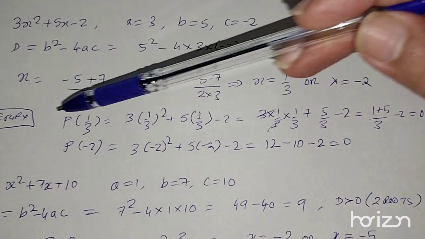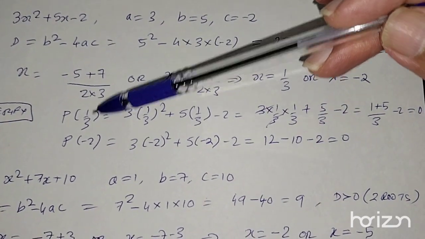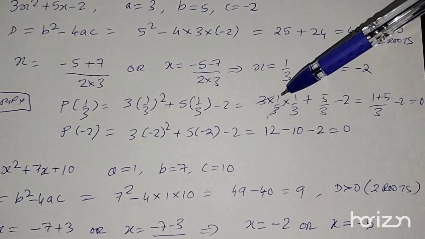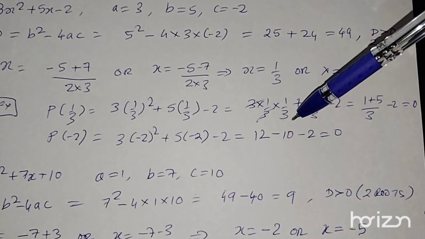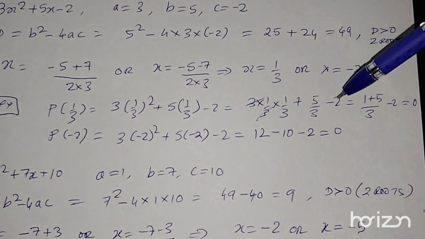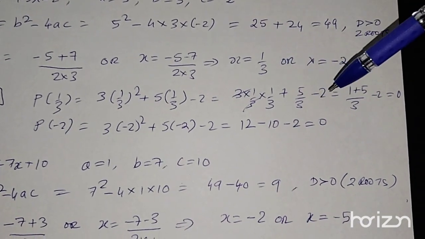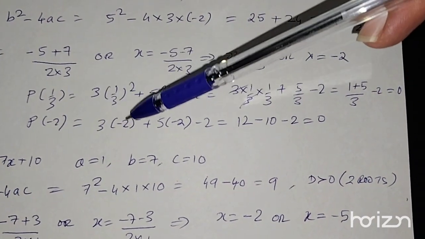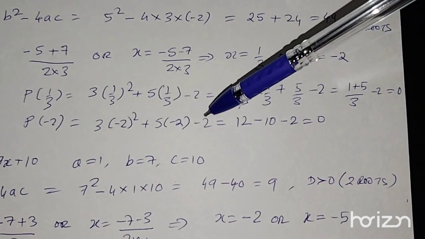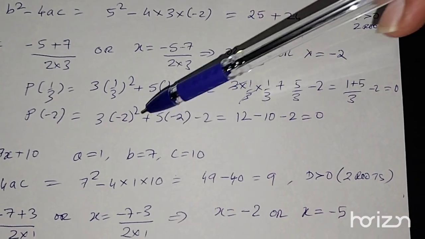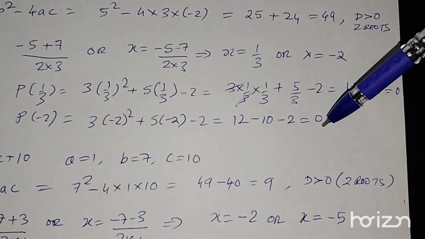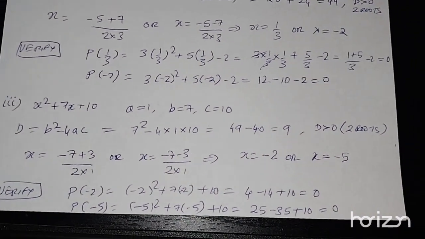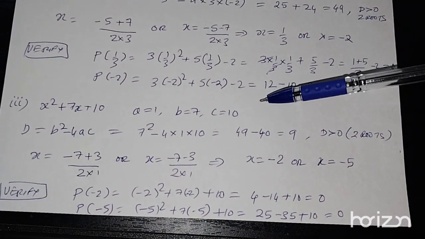Okay, so to verify, again we take p of 1 by 3, that is 3 into 1 by 3 whole squared plus 5 into 1 by 3 minus 2. So 3 into 1 by 3 into 1 by 3, 3 cancels, 1 by 3 remains, here 5 by 3 remains, right? This and this 6 by 3, you'll get 2, 2 minus 2, you'll get 0. Similarly, p of minus 2, here you'll get 3 4s are 12, 12 minus 2, 10, and 5 into 2, minus sign is there, minus 10, you'll get 0. Okay, so again we have used the formula this time. Previously we used inspection, here we have used the formula.